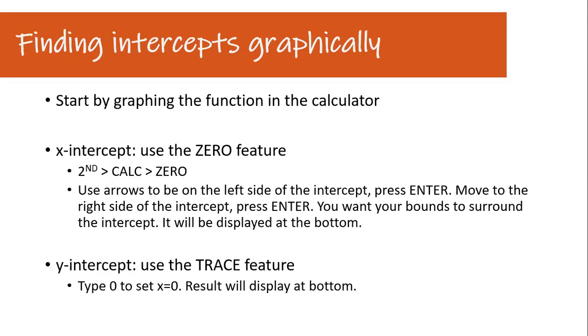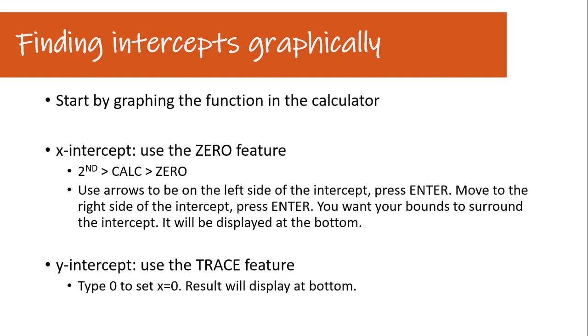Now, I know everyone also wants to use their graphing calculators, and we can find intercepts graphically. It's easy enough to do simple examples with algebra, right? But sometimes we really like to use our calculators. So I'm going to walk you through these steps, and then we're going to do an example, and I'll show you exactly how it works. The first thing you're going to do is start by graphing the function in the calculator. So remember that we go to the y equals and we graph it.